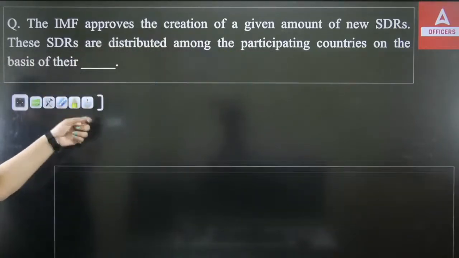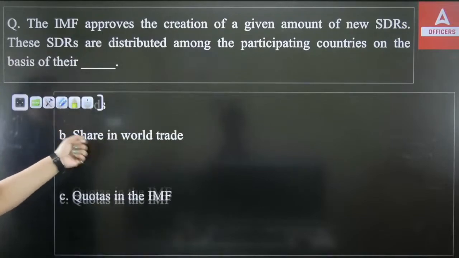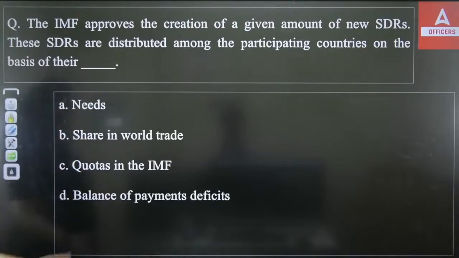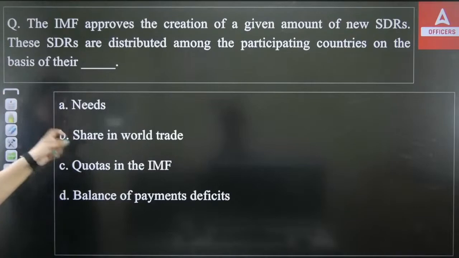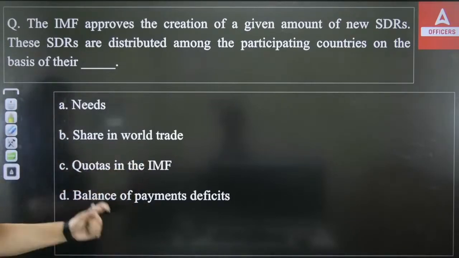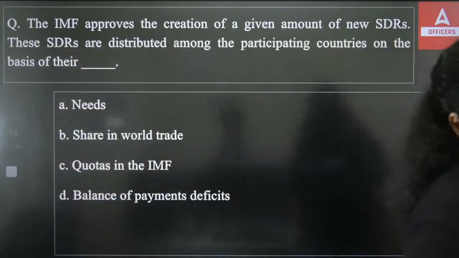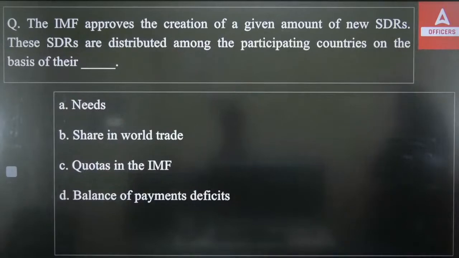So out of that, how do we decide what allocation of SDR should be given to which country? It will be based on the needs of the country, on the basis of their share in world trade, on the basis of the quotas in the IMF, on the basis of the balance of payment deficit. Now, what is balance of payment, and what does balance of payment deficit mean? I have explained this to all of you so many times in my regular sessions. So let me know which of the following is correct.